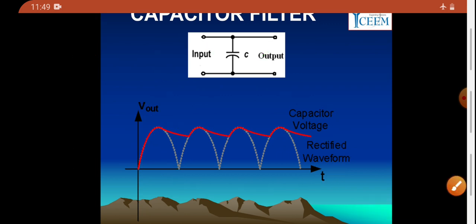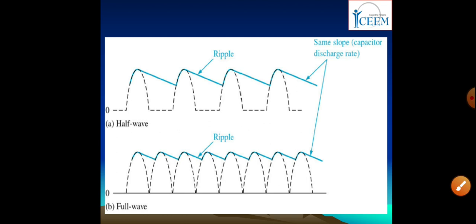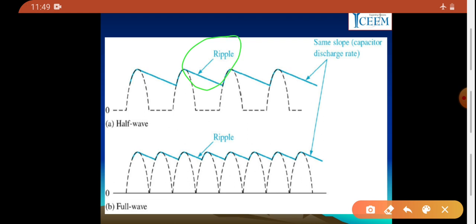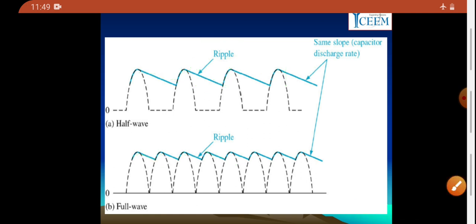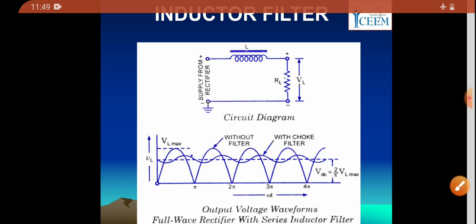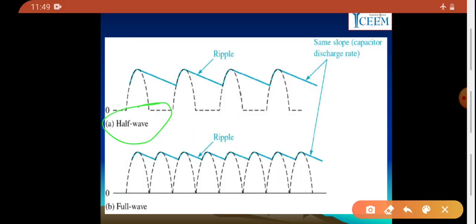Okay, now let us see the second type. Before that, the ripples are nothing but the contents, as I told you, AC components present in the DC. So these variations depend on what type of rectifier you are using. If it is a full wave rectifier, there are fewer ripples. Also the ripple content depends on the value of the capacitor in microfarad. Okay, so here you can see there are more ripples in half wave rectifier, whereas there are fewer ripples in full wave rectifier.